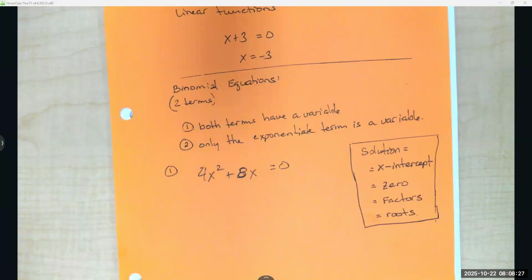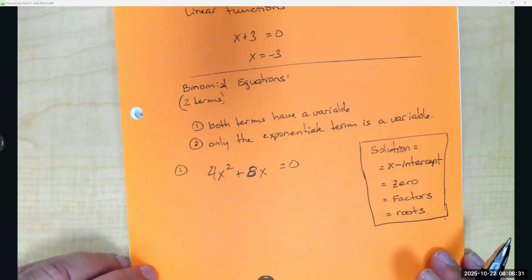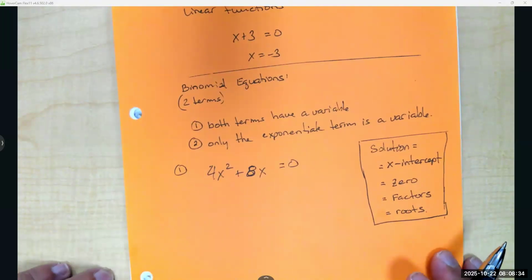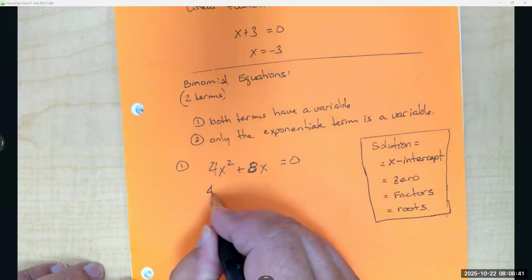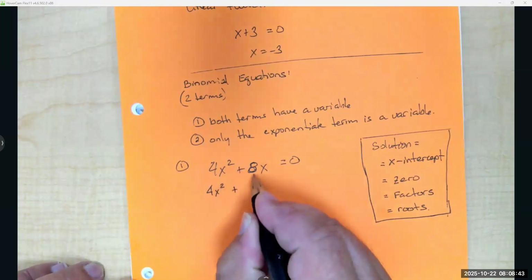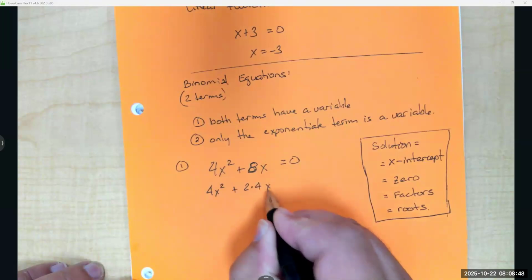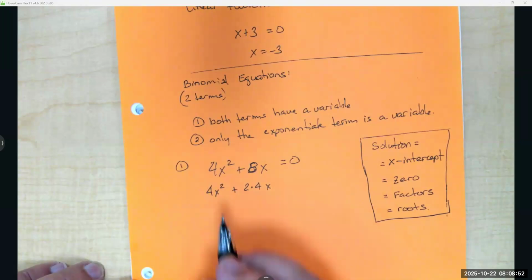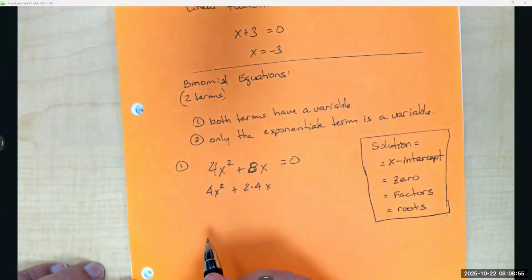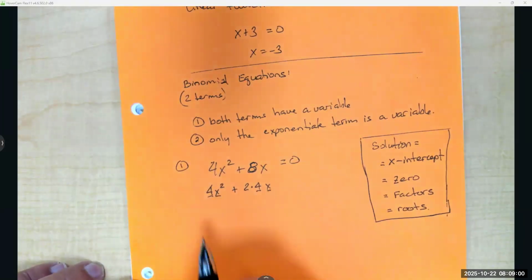This is where factoring comes in. What do they both have in common? This one is 4x squared. What is 8 made up of? 2 times 4, x. Now what do they both have in common? They both have a 4, and they have at least one x.